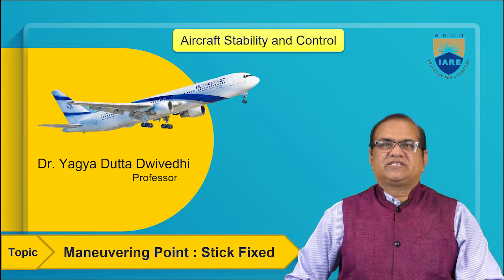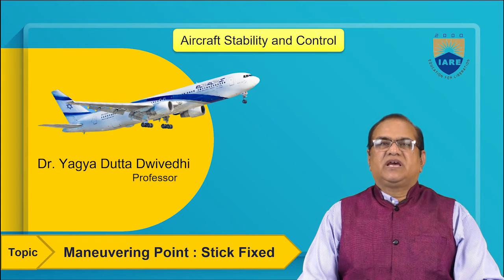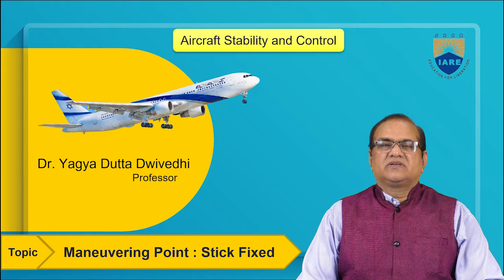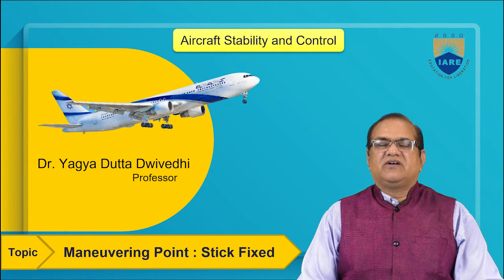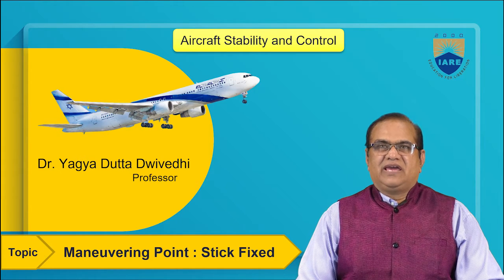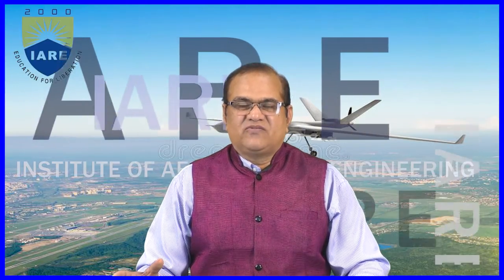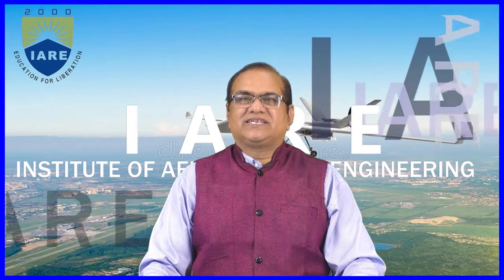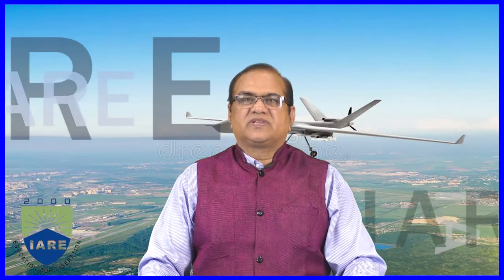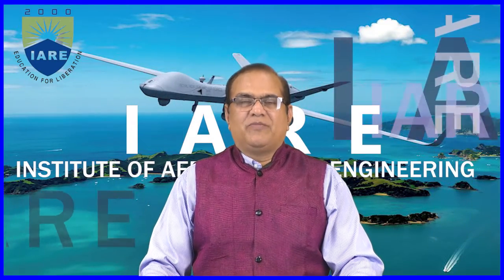My topic for the day is maneuvering point. Before that, we have discussed neutral point and the different types of forces acting on the aircraft. These forces are the X direction force, and the Y direction force, which is called the side force. In the X direction we have the drag force and the thrust force. In the vertical direction, it is lift and the weight. And for the side force, and another we have the moments.